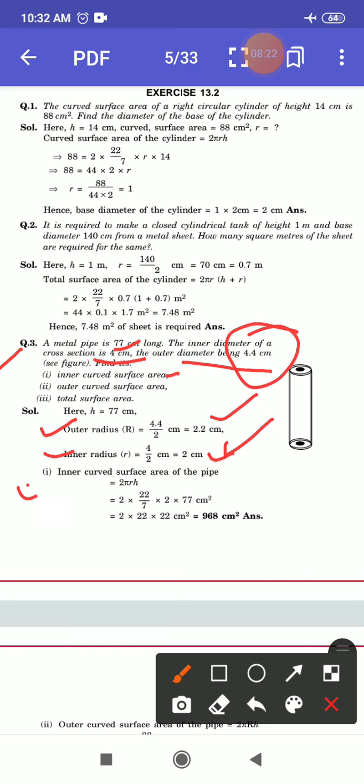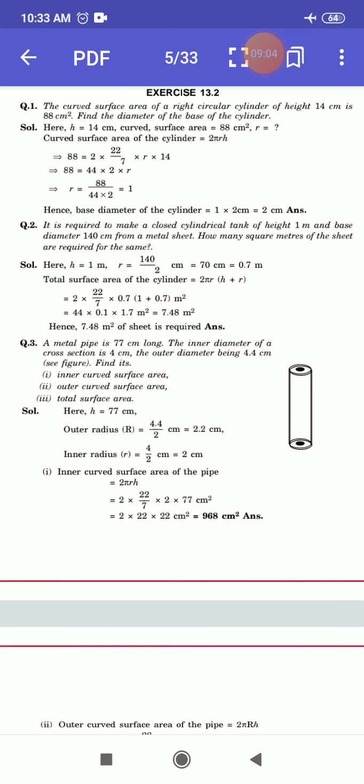Here you have to find the inner curved surface area of a pipe. Then what is the formula? The formula is 2 pi r h, and then put in the values of r, h and pi. Pi is 22 upon 7, r is 2 and h is 77, the height. Now you have to cut this 7 with the 77. That time you get 11, and 11 into 2 is 22. This is 22 and this is 2, 22 into 2. So you have to multiply and get the answer, and that answer is 968 centimeter square.